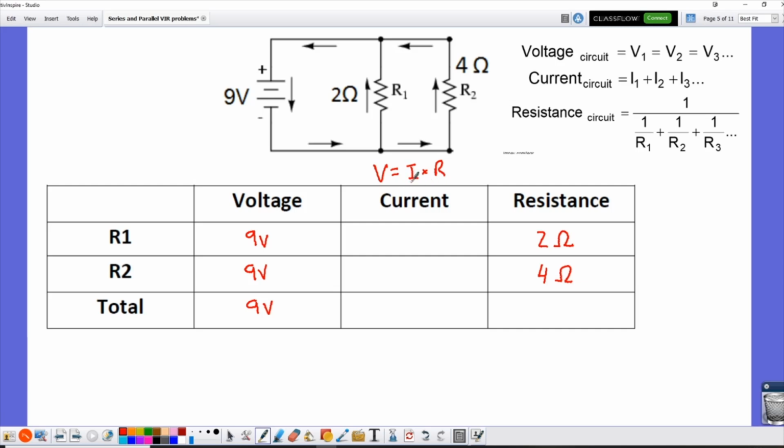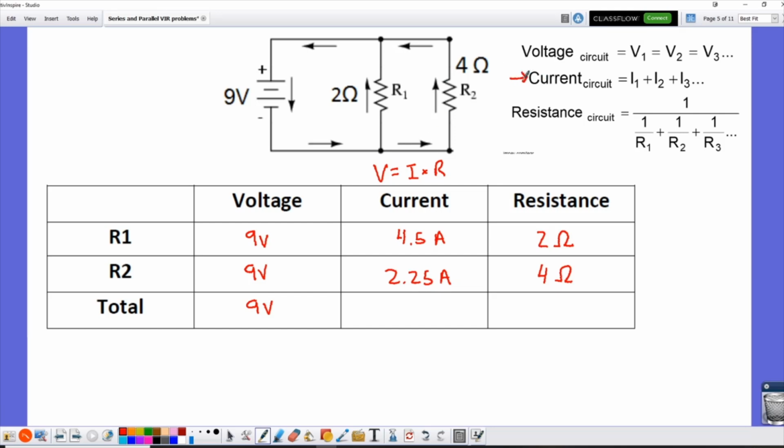Okay, so I is equal to V divided by R. So 9 divided by 2 in this case is going to equal 4.5 amps. And then we have 9 divided by 4. So if you did that in a calculator, you would get 2.25 amps. So now what we can do is use this rule.